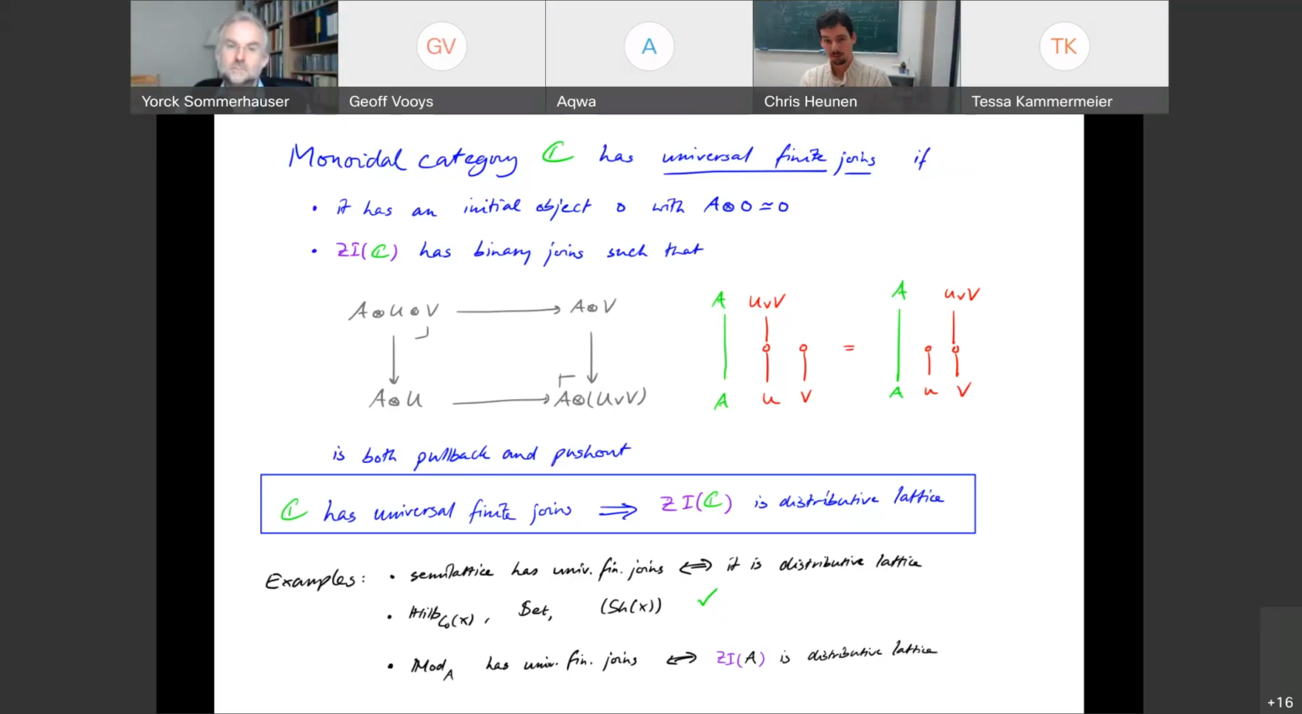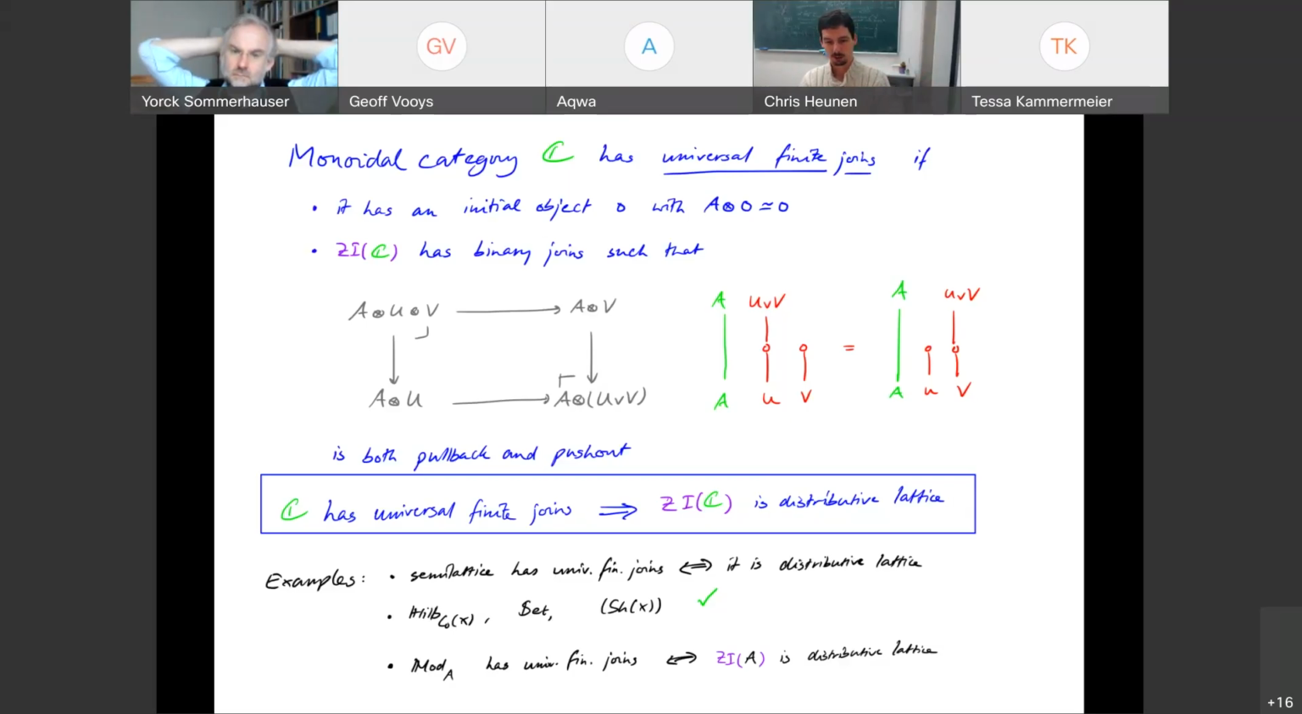An immediate consequence of this is that if a monoidal category has universal finite joins, then certainly its central idempotents are going to be a distributive lattice. Right? That's sort of part of the definition. A monoidal category has universal finite joins exactly when the central idempotents form a distributive lattice in a way that cooperates with the tensor product in the larger setting.